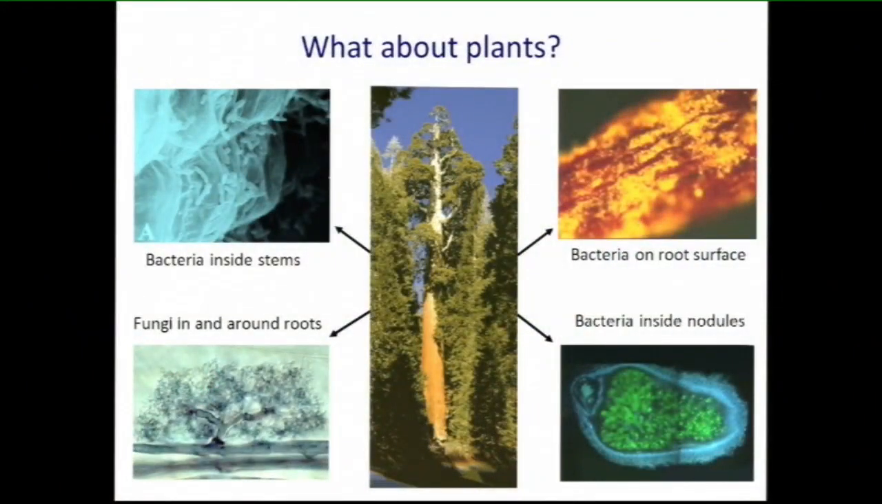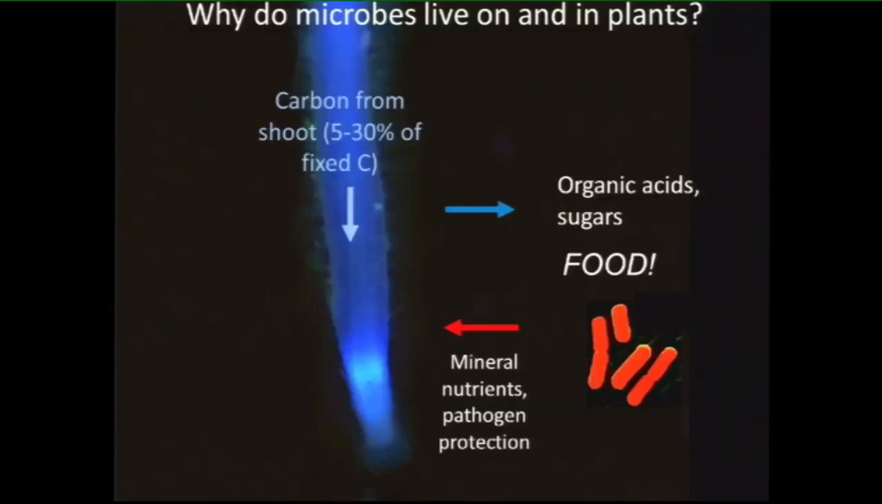So how about plants? Well, it's the same for plants. Plants have evolved in surroundings with microbes since the start of their evolution. And here are a few examples. So bacteria colonize the inside of plants. Here's some nitrogen-fixing bacteria in sugarcane stems. There are bacteria that colonize root surfaces. These are mycorrhizal fungi that colonize the inside of roots and help with phosphorus nutrition, and bacteria inside nodules of legumes that fix nitrogen.